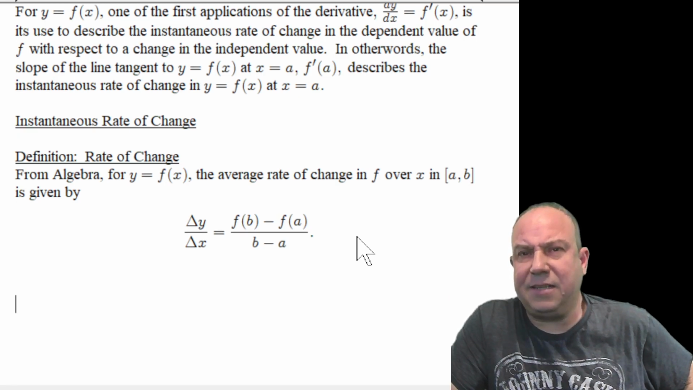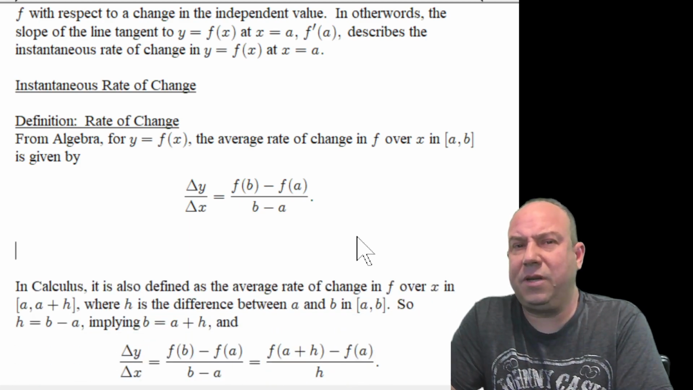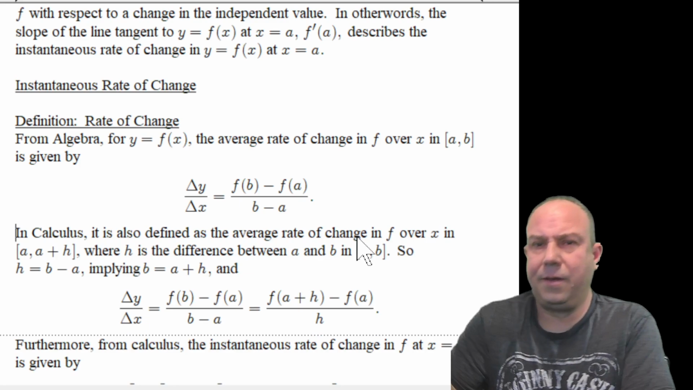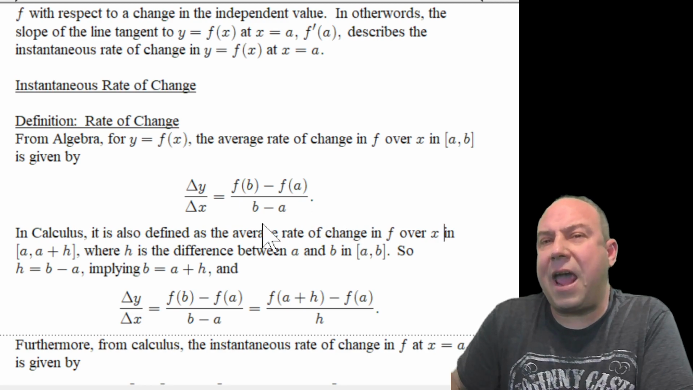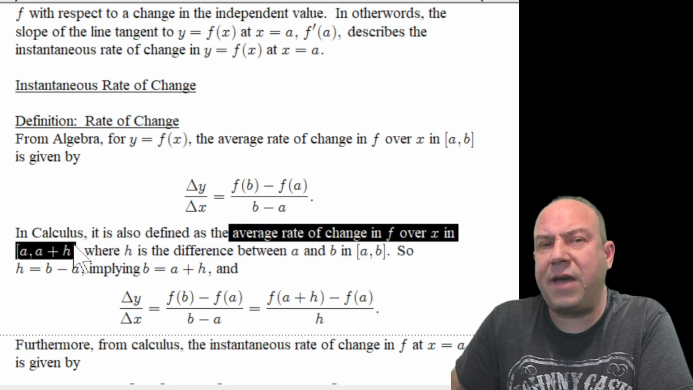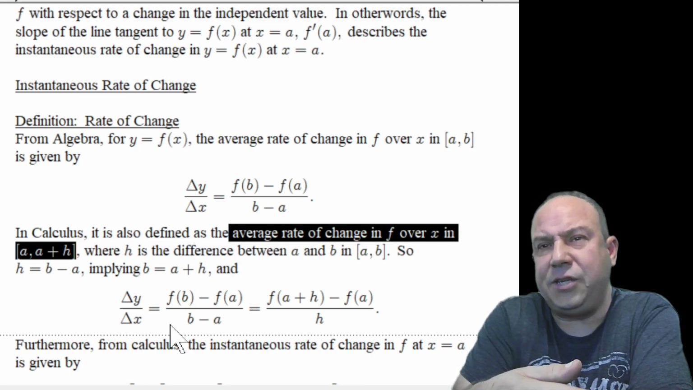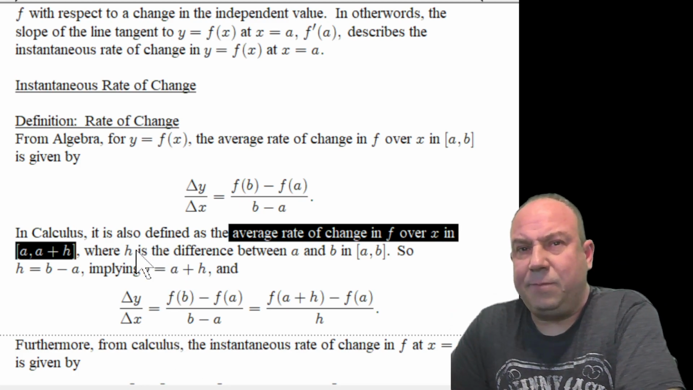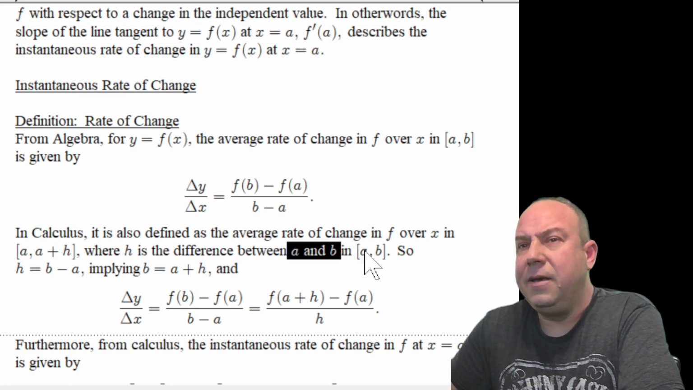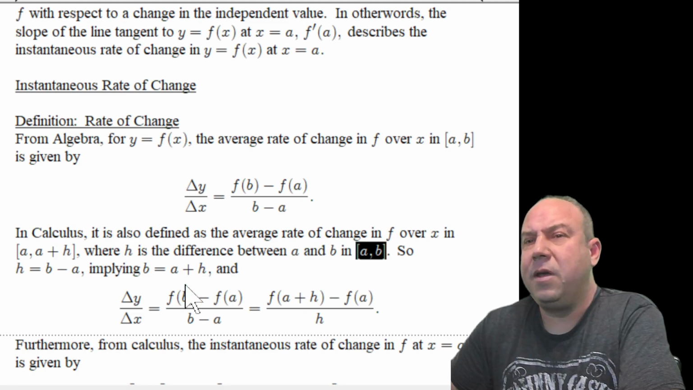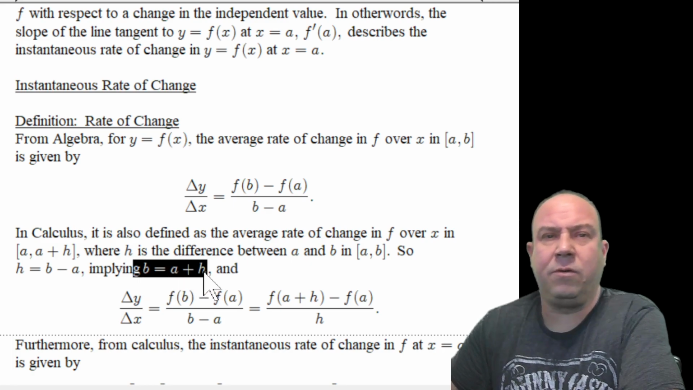Well, we take that a little further in calculus. To begin with, in calculus, we define this a little differently. In calculus, it's also defined as the average rate of change in f over some interval of x that starts at a and continues to the location of a plus h, where h becomes the difference between a and b in our boundaries. When we think about the value of h, it is b minus a, which does imply that b is equal to the value of a plus h.